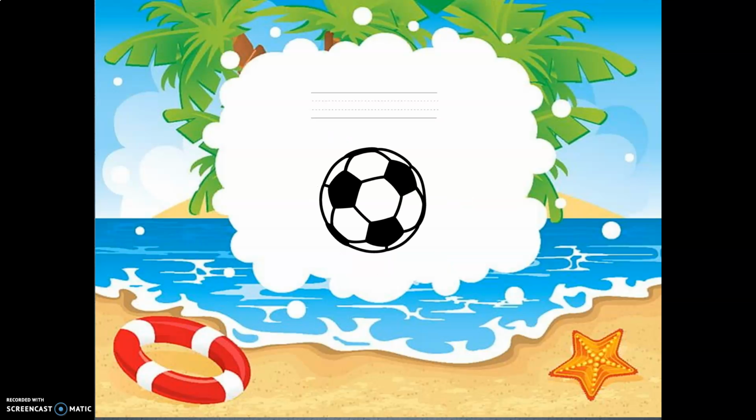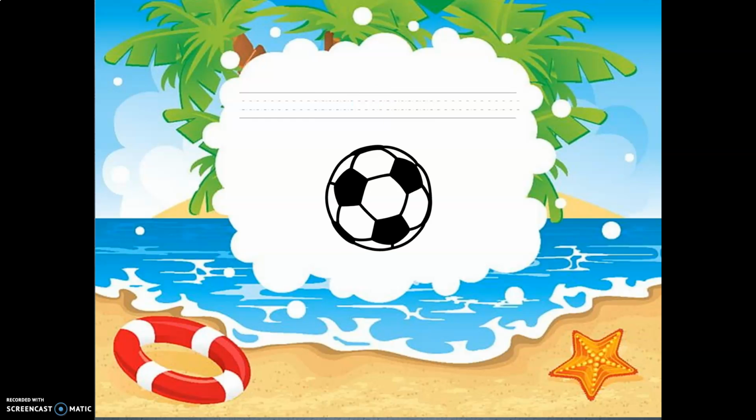Let's see here. What's this, girls? It's a ball. B-A-double-L. What is this? It's a ball. Okay, girls? Now let's read the sentence. The ball is round.